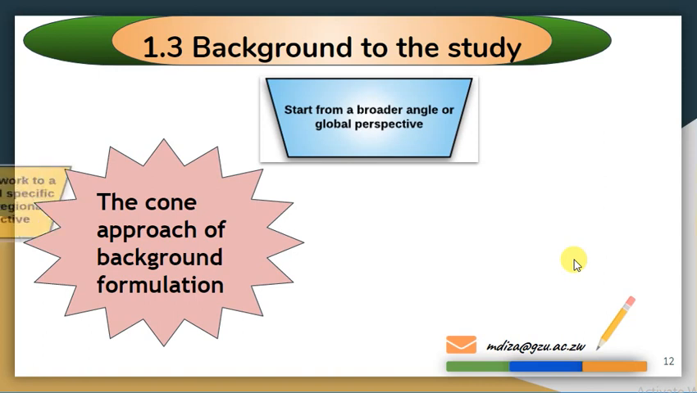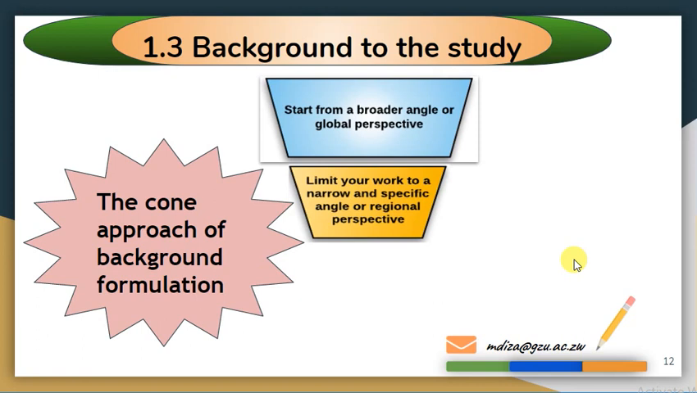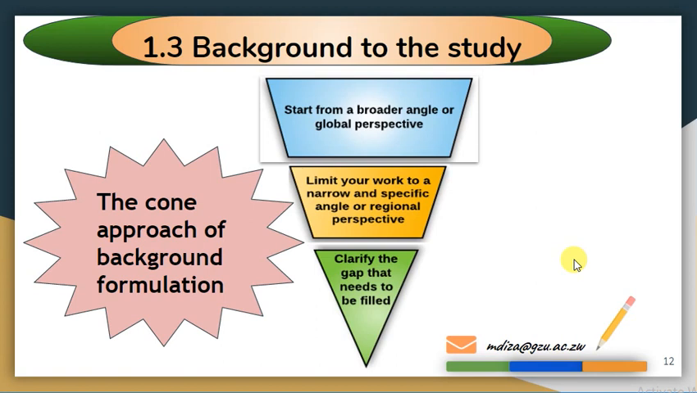Then you limit your work to a narrow and specific angle or a regional perspective. Regionally, what are the issues within SADC? What are the issues? So you are now narrowing down. Then you end by clarifying the gap that needs to be filled. So at the end of the day, we would have a background to the study section.